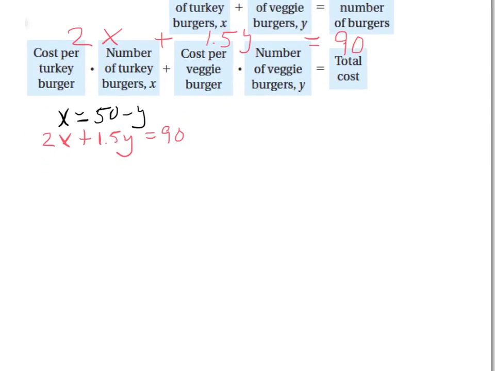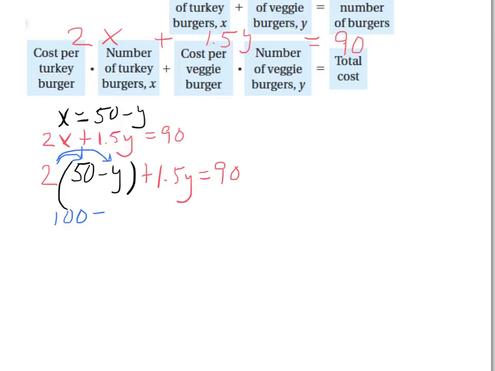I'm going to plug in 2 times, replacing the x with 50 minus y, plus 1.5y equals 90. Now we're going to solve for y because I have a bunch of y's there. 50 times 2 is 100. 2 times negative y is negative 2y. That'll break up the group with the distributive property. Plus 1.5y equals 90. I can combine y's. Negative 2y plus 1.5y is negative 0.5y.